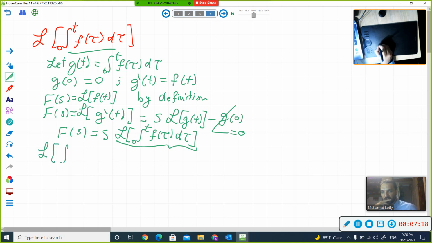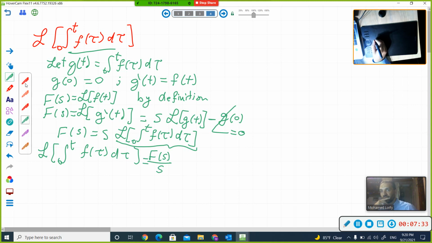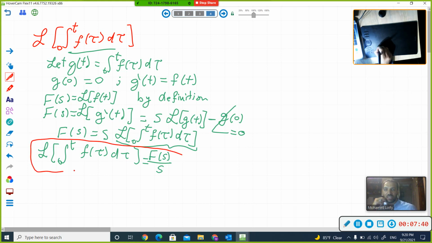So the Laplace transform of the integration of f(τ) dτ equals F(s) divided by s. This is a very important conclusion: the integration in the time domain is transformed into just dividing your known function, capital F(s), by s.